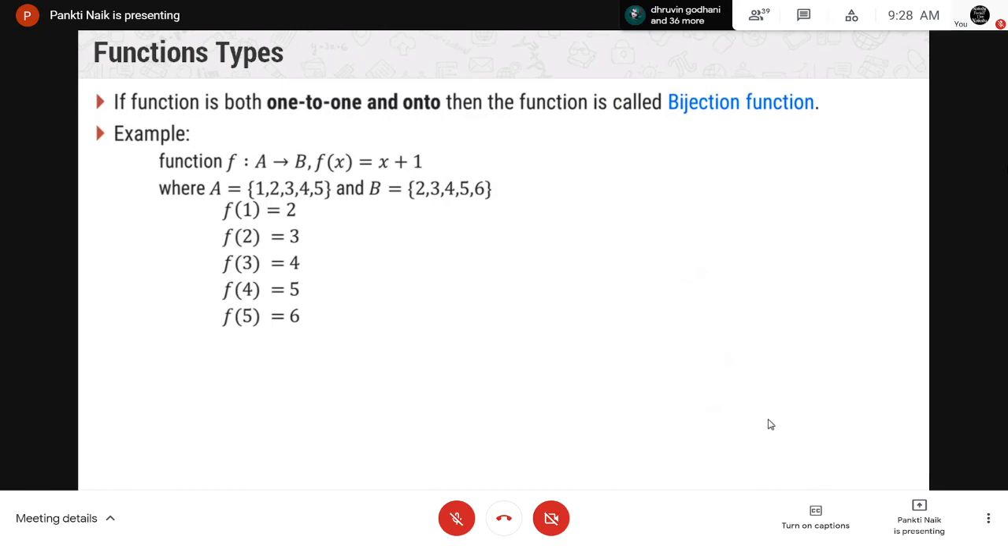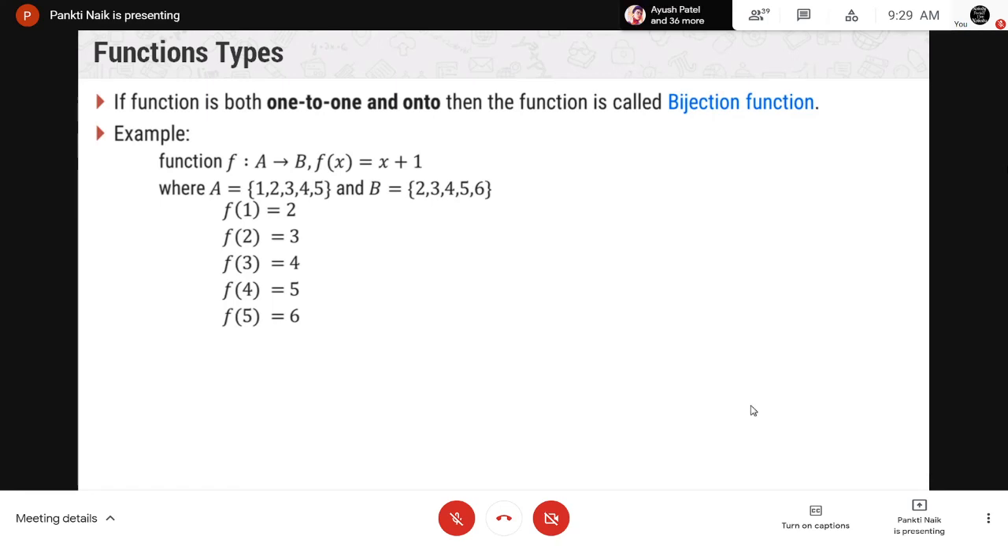If a function is one-to-one and onto, it means the two previous function types we saw earlier; if your function is of both types, then this function is known as a bijection function. Then this type of function is known as a bijection function.